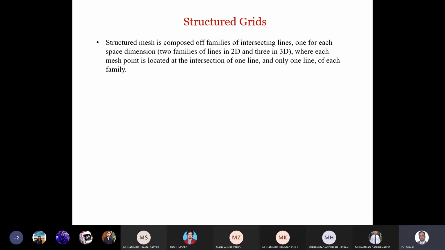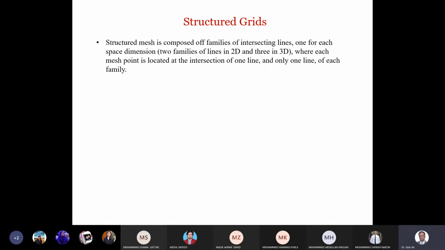A structured grid is composed of families of intersecting lines, one for each space dimension. For example, for 2D, you will have lines along the x-axis intersected by lines along the y-axis, so that each family of intersections will create a 2D square or rectangle, and 3D will create a cube or hexahedral mesh.